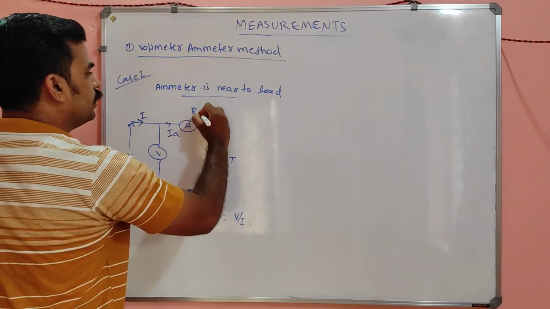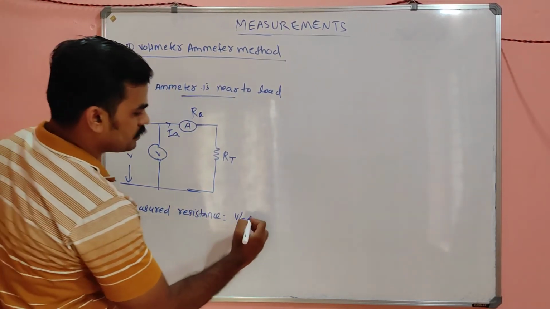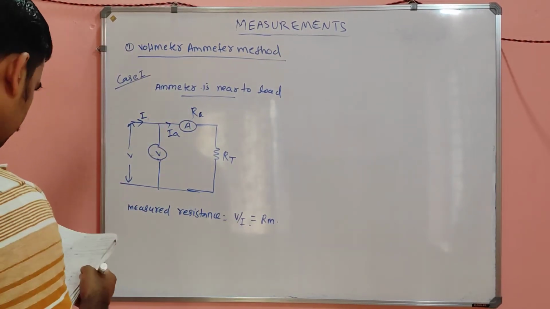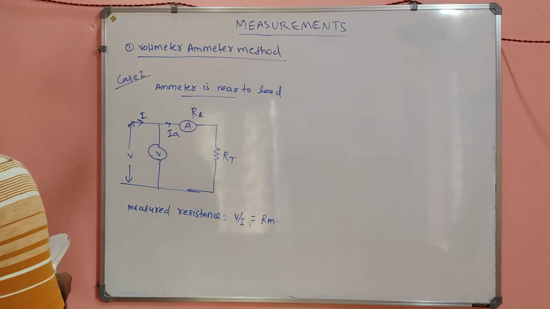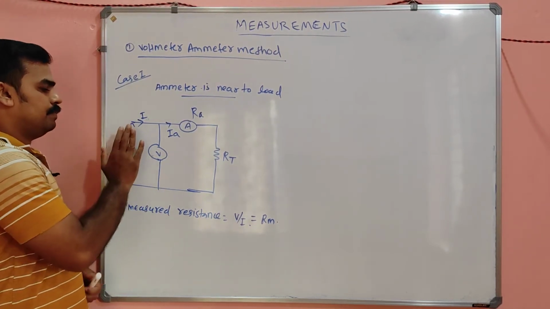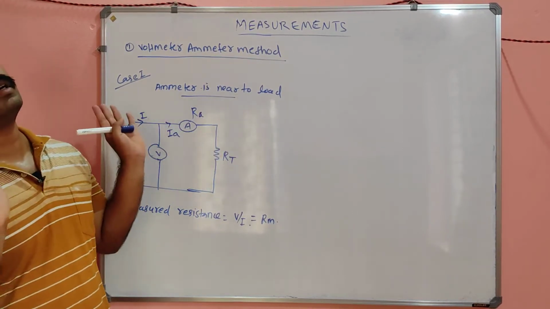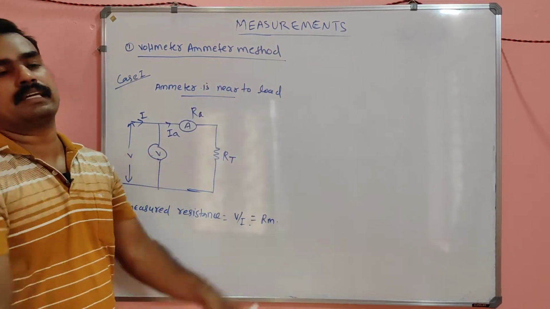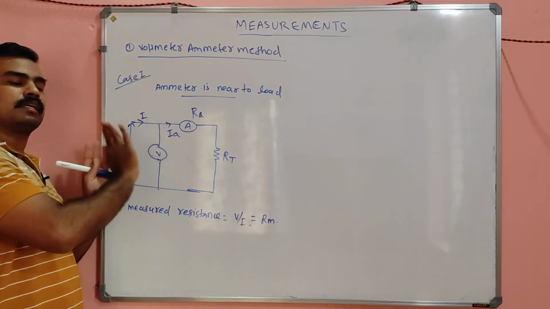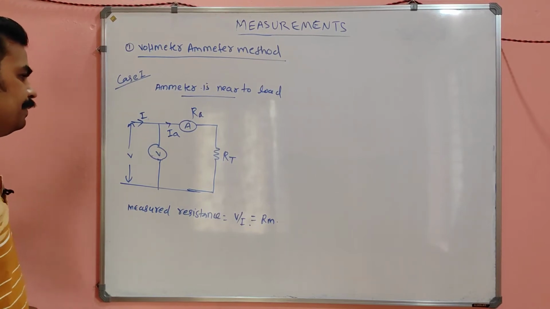Let it be RA, not RM, RA. RA is nothing but the ammeter resistance. The measured value of resistance equals V by A, which is nothing but RM. The measured value of resistance is V by I. When we apply a voltage, there will be a flow of current. Simply V by A will give the value of total resistance in this region. That is the measured resistance, let it be RM.